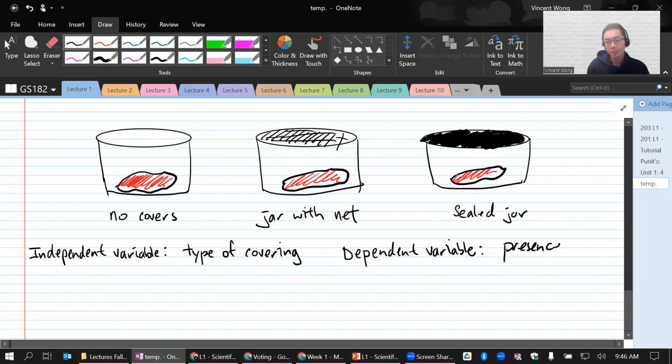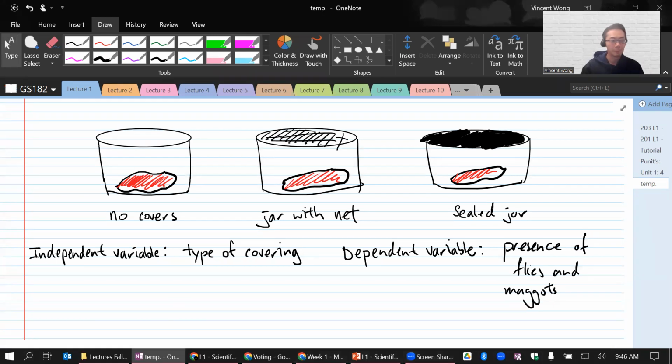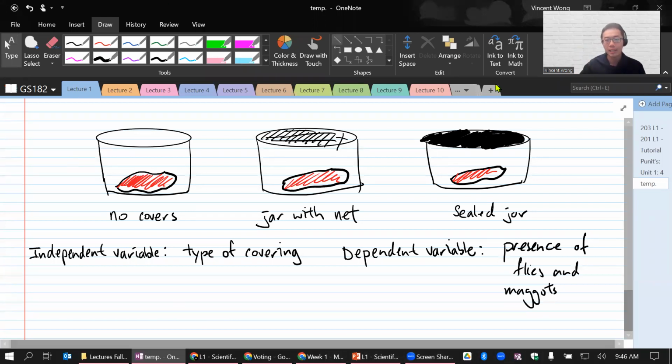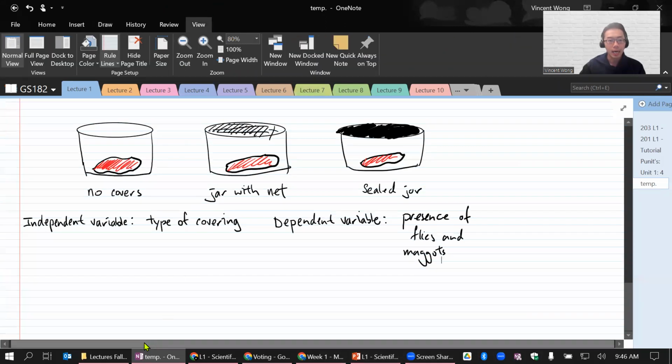Presence of flies, right? And maggots. I think you guys are very good at participating. So I think maybe we have to use the raise hand button so we don't all talk at the same time. It's good though. I love the enthusiasm. But maybe use the raise hand for now so we do not talk over each other. So that is the presence of flies and maggots. Basically, are there going to be flies or not?